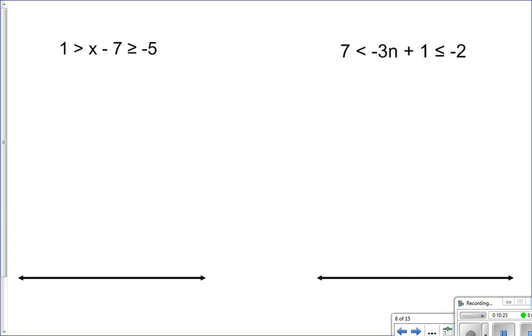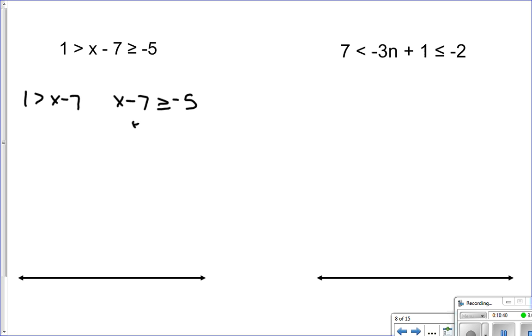So for this sake, I'm going to separate it into 2, just so you can see what I meant. So I can separate this into 1 is greater than x minus 7, and I can write this as x minus 7 is greater than or equal to -5. I separated them into 2.